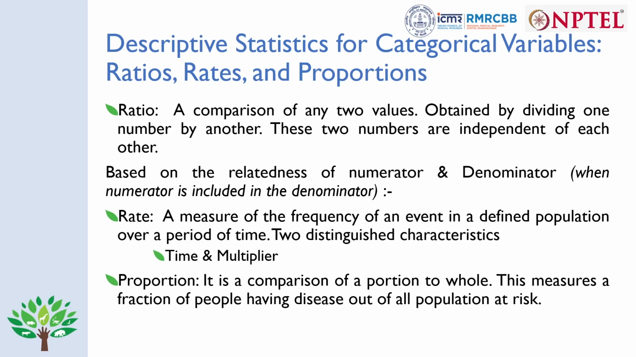A proportion is a comparison of a part of a population to the whole. That means in a proportion, the numerator is a part of the denominator, and this measures the fraction of people having a disease out of all the population at risk. So you can say that prevalence is a proportion. But when we calculate the incidence in a certain period of time, it will be a rate.